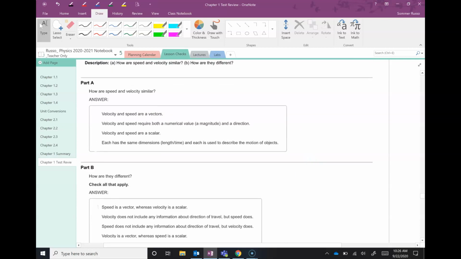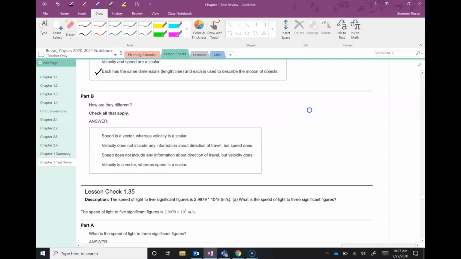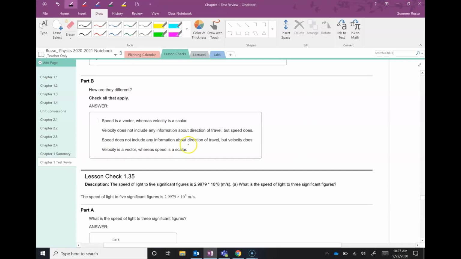Just checking that you understand the rules for significant figures. Speed and velocity have the same dimensions of length versus time and describe the rate of motion of an object. But velocity and speed are not both vectors or both scalars. Velocity is a vector, speed is a scalar. They do require a numerical value or a magnitude, but only velocity requires a direction. Speed does not include any information about direction of travel, but velocity does.